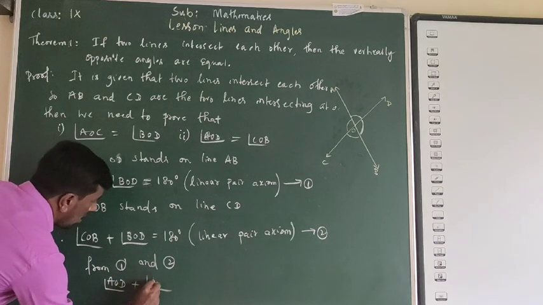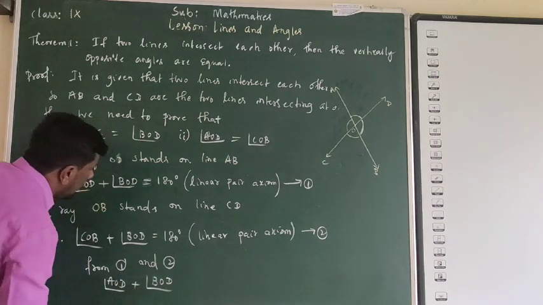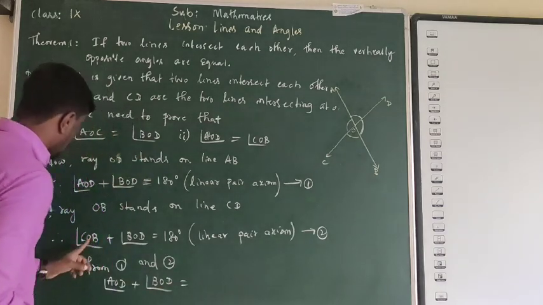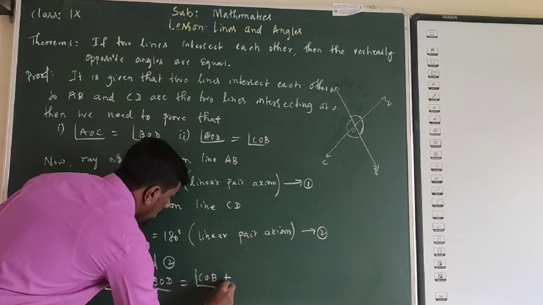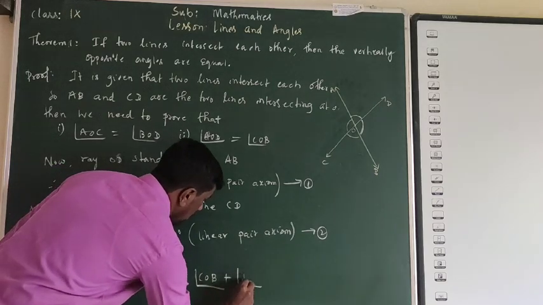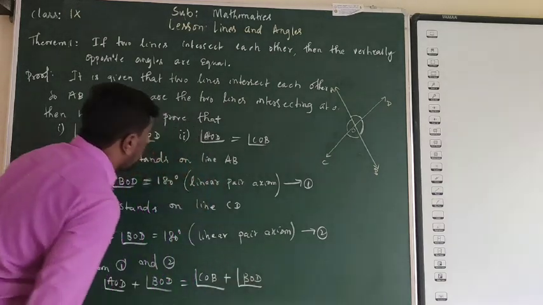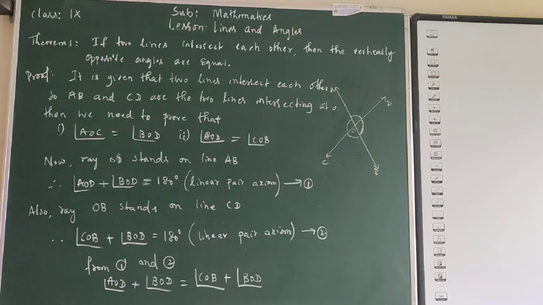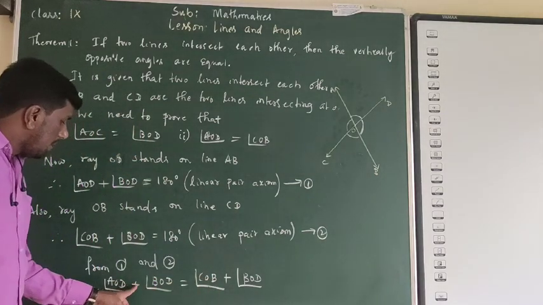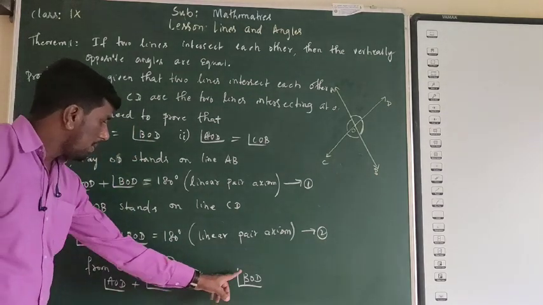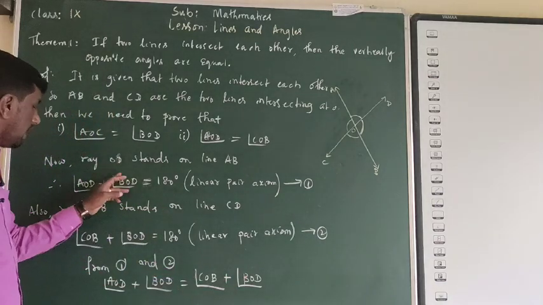AOD plus BOD is equal to RHS, COB plus BOD. Okay, COB plus BOD. So AOD. So now you can observe that AOD plus BOD equals COB plus BOD. Since RHS are equal, LHS must be equal.